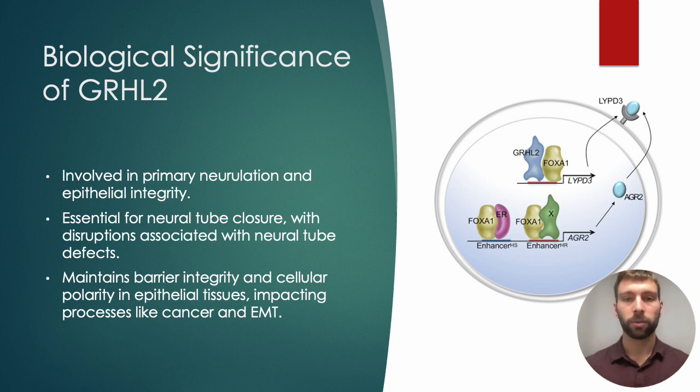GRHL2 plays a crucial role in various developmental and physiological pathways, including primary neurulation and epithelial integrity. In neurulation, GRHL2 is indispensable for proper neural tube closure, and disruptions in its expression are linked to neural tube defects, underscoring its importance in neurodevelopment. Additionally, GRHL2 maintains barrier integrity and cellular polarity in epithelial tissues, with implications in cancer and epithelial mesenchymal transition, where it acts as a regulatory switch governing this process's promotion or inhibition.